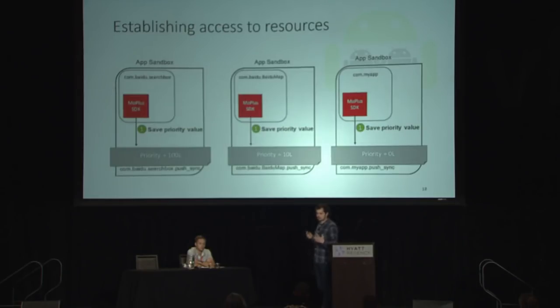So how does that work? Well, imagine we have 3 different apps, all under sandbox, and obviously all of them having the MoPlus SDK. The first thing all of the apps do when they execute is they do some checks, and they save a priority value on a shared preferences file. The name of the shared preferences file is always the package name plus a suffix, which is #shenk, okay? And how is that priority value calculated?